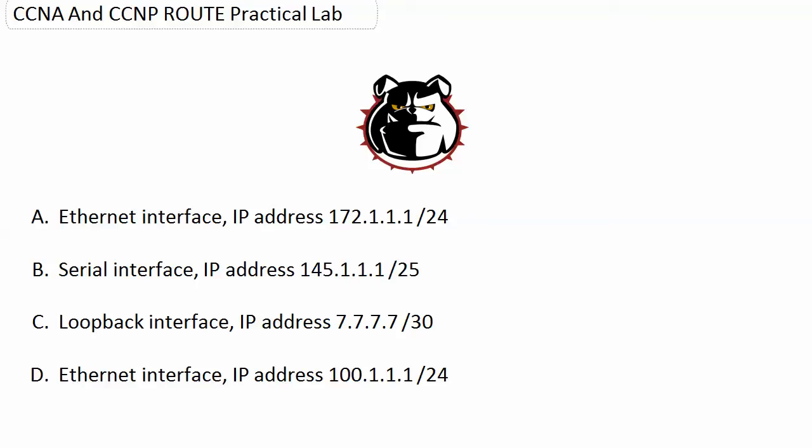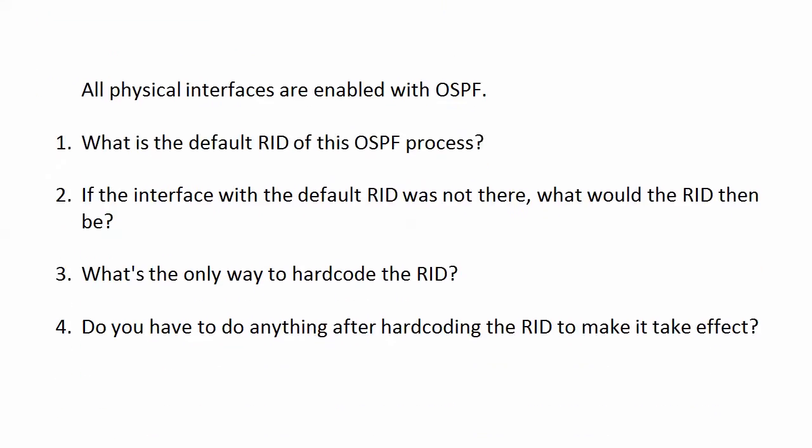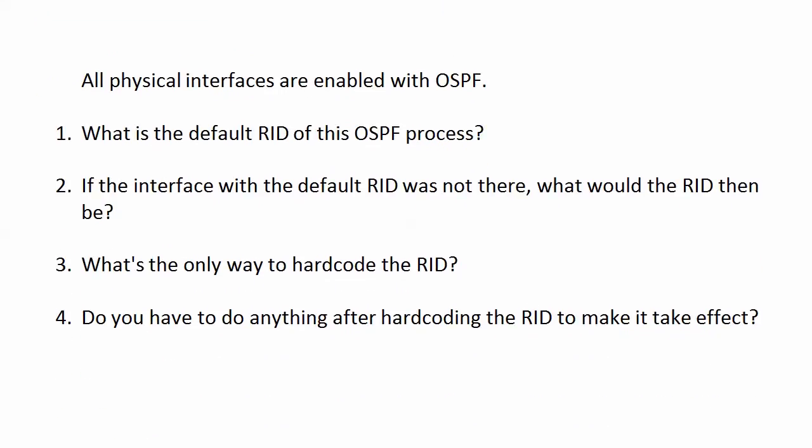Now the questions I have for you, if you need to pause the video for a moment and write those down, that's great because the questions are going to be on another screen. And here they are. First off, assuming that all physical interfaces are enabled with OSPF, what is the default RID of this OSPF process? Assuming that all 4 interfaces again are in the same process.